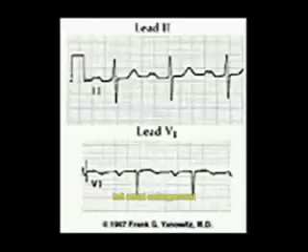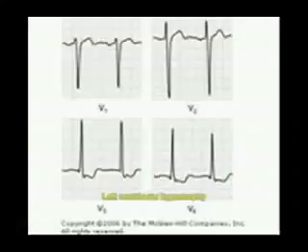And then let us see left ventricular hypertrophy. Left ventricular hypertrophy, you can see big R and S waves. In fact, if you combine S and R, it will be more than 35 millimeters. So whenever you see big S and R waves, you should suspect left ventricular hypertrophy.